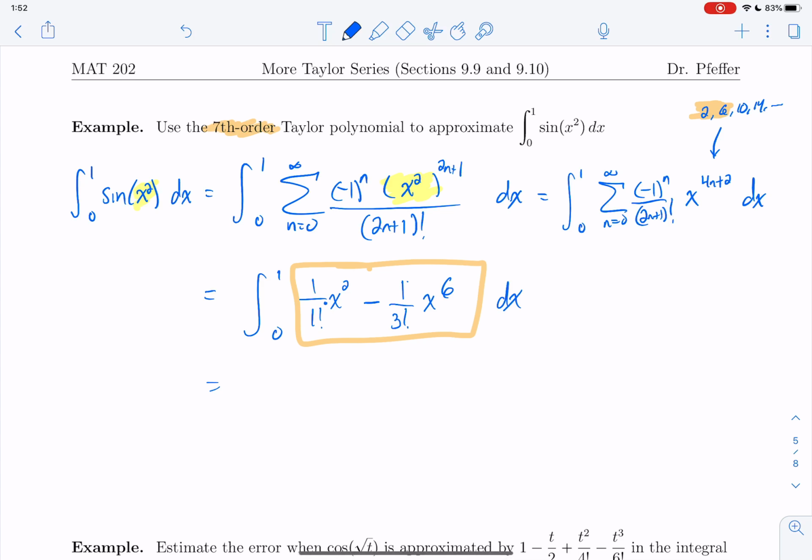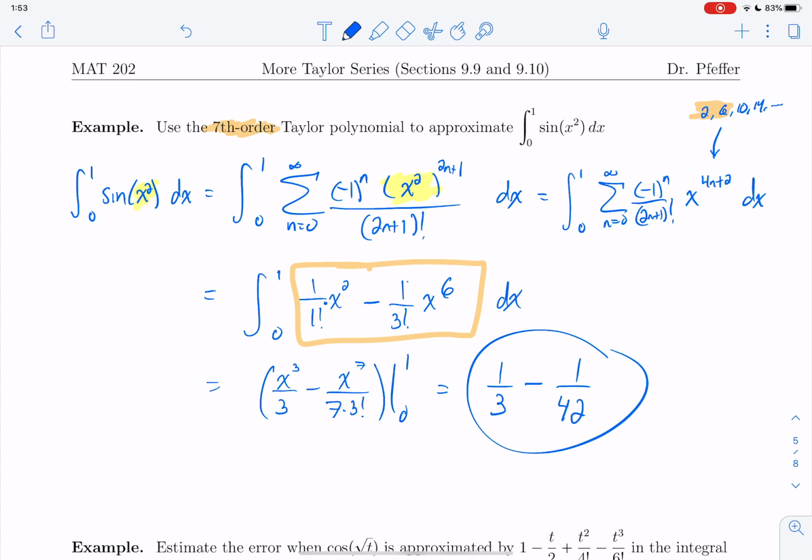And so if I integrate this from 0 to 1, I'm going to get x cubed over 3 minus x to the 7th over 7 times 3 factorial, evaluated from 0 to 1, which is simply going to give me 1/3 minus 1 over 42, whatever that number turns out to be. And so this is the 7th order Taylor polynomial approximant of this integral in question.